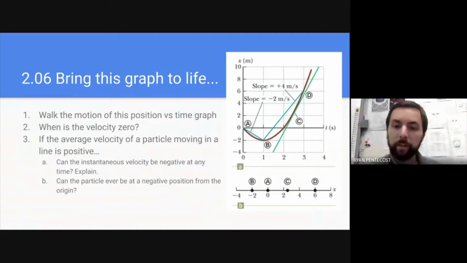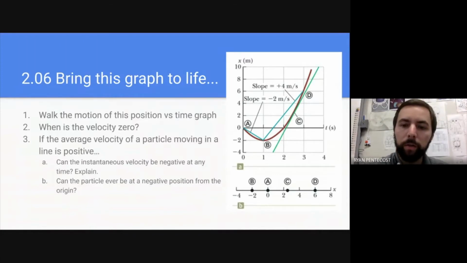That is the slope from one point to another, from A to B, then from B to D. Then the green line is the slope at point C, and we'll talk about instantaneous slope today, or what's called a tangent line. So first, pause this video and walk the motion of this position versus time graph.